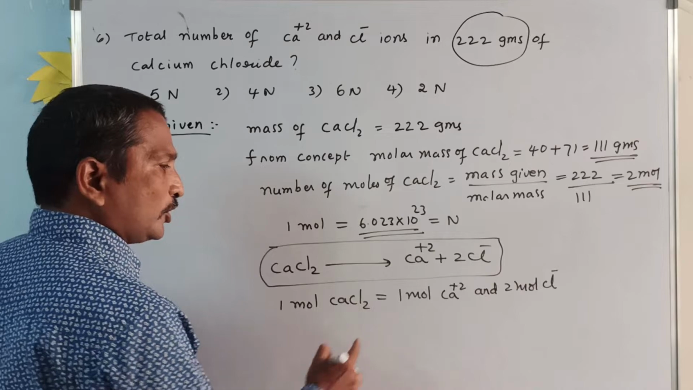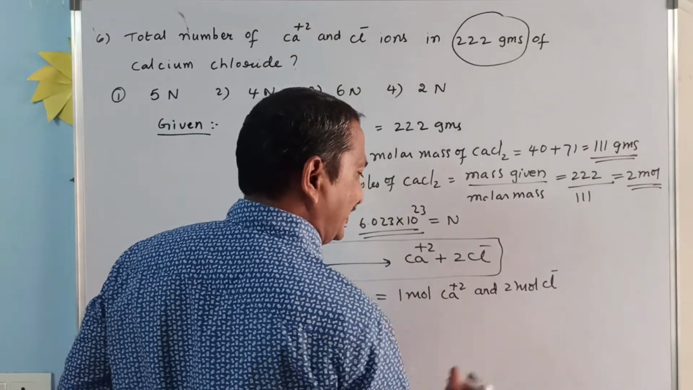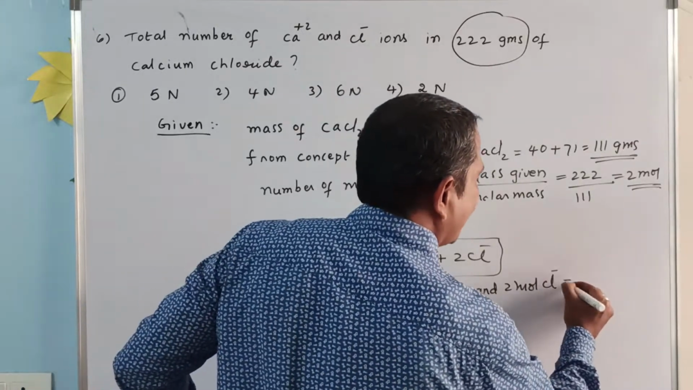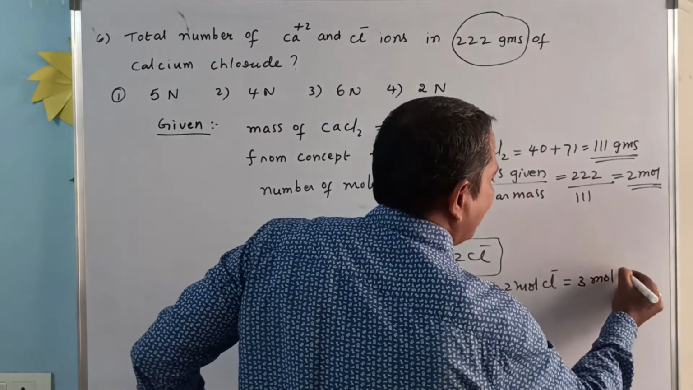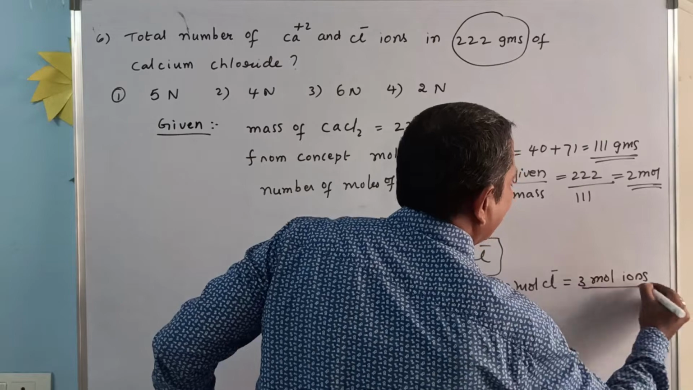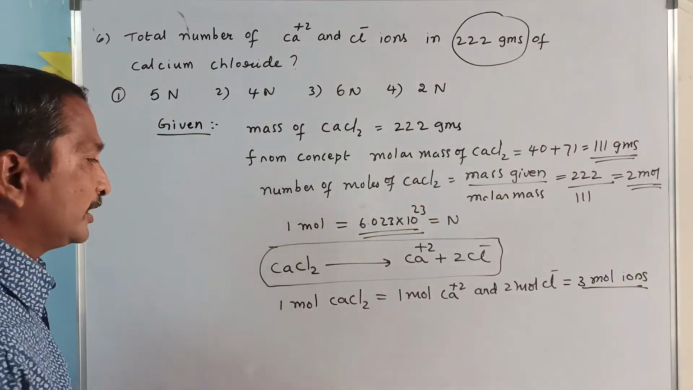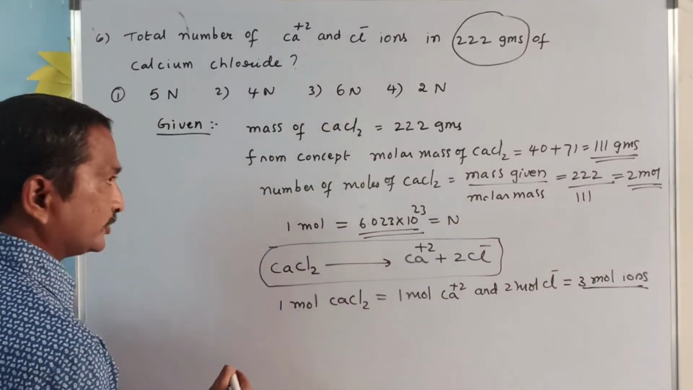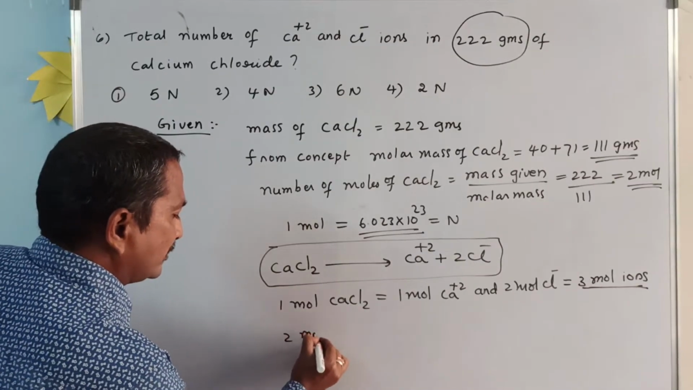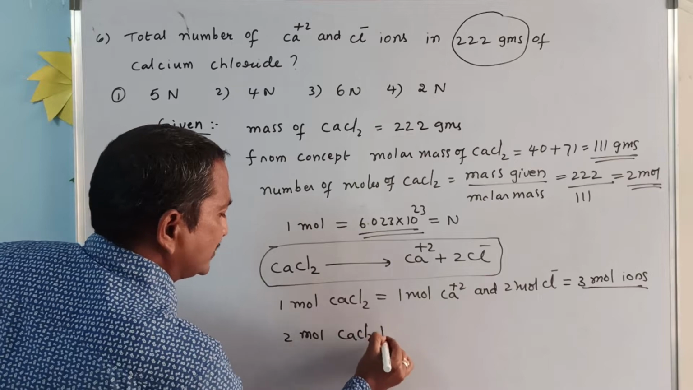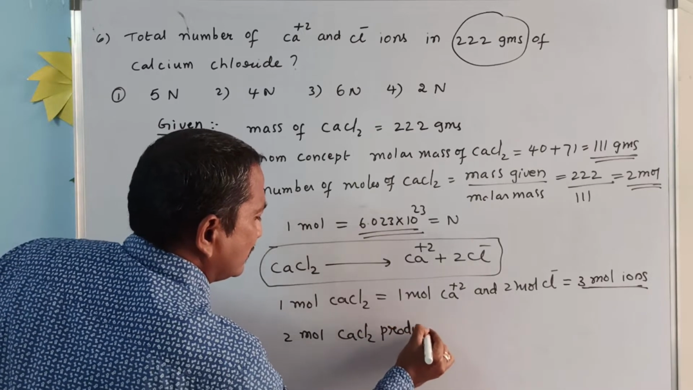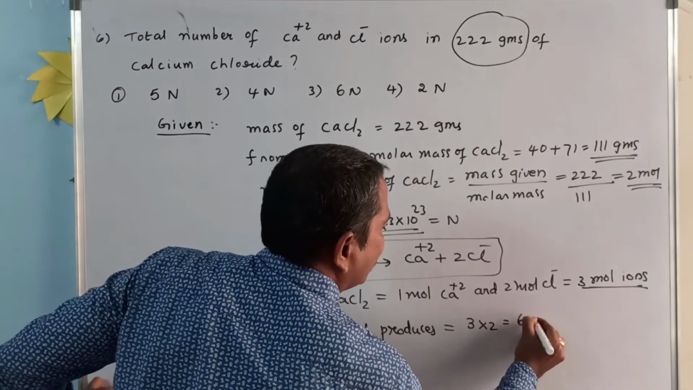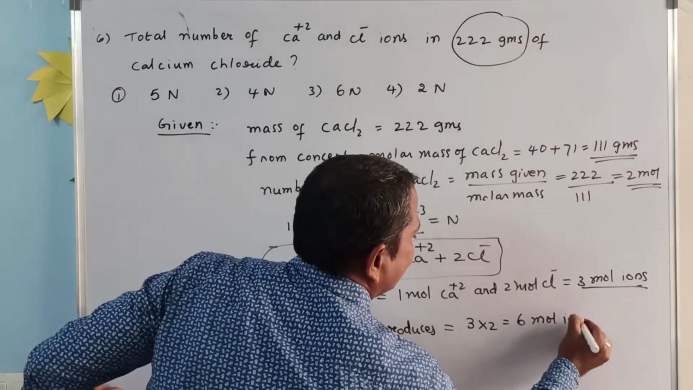Clear? So the total number of moles here is 3. For 1 mole of calcium chloride, the total number of ions is 3 moles of ions. Now from the given, how many moles have we derived? 2 moles. So 2 moles of calcium chloride produce how many ions? 3 into 2, that is equal to 6 moles of ions.